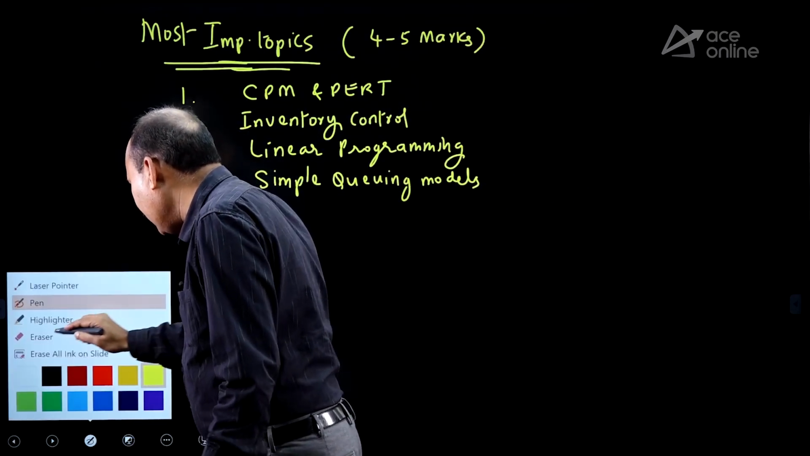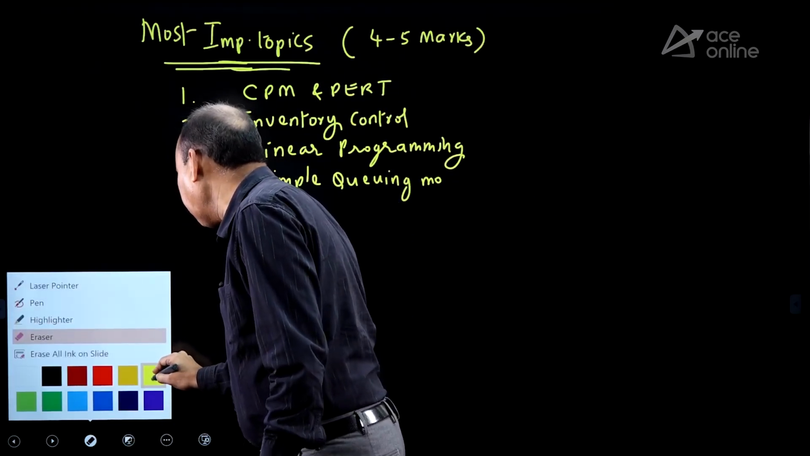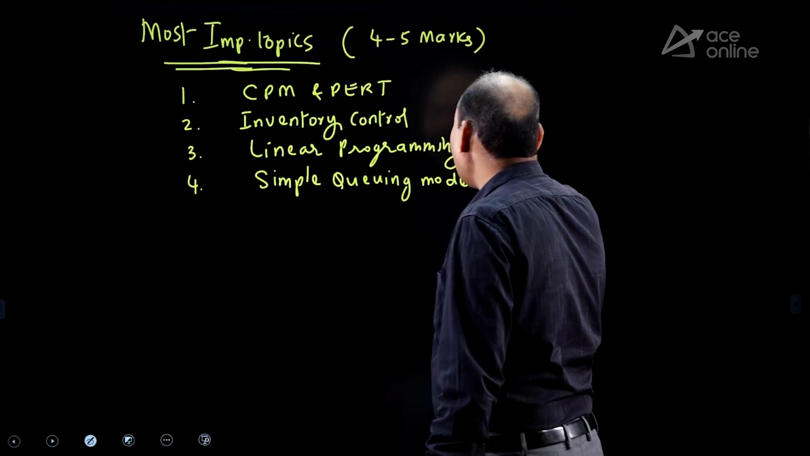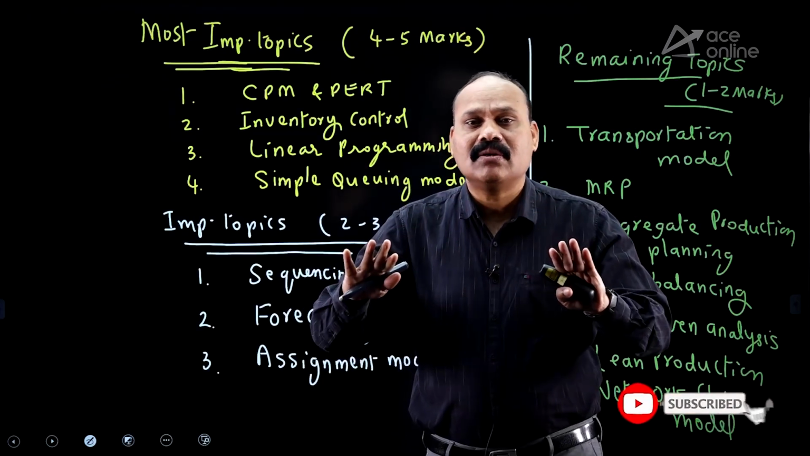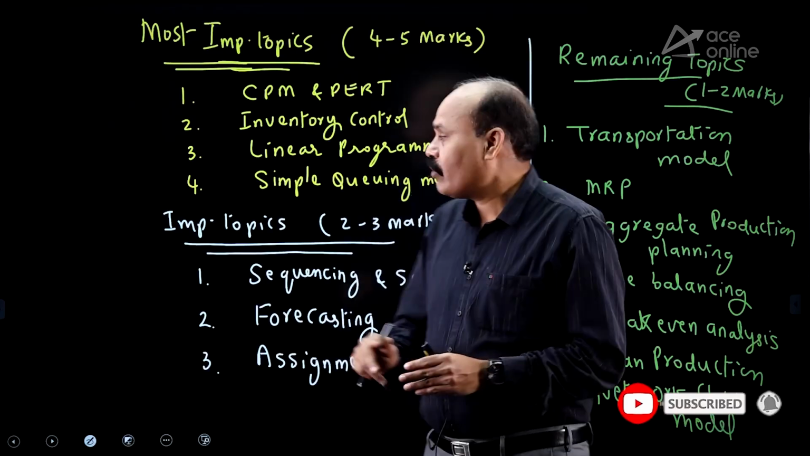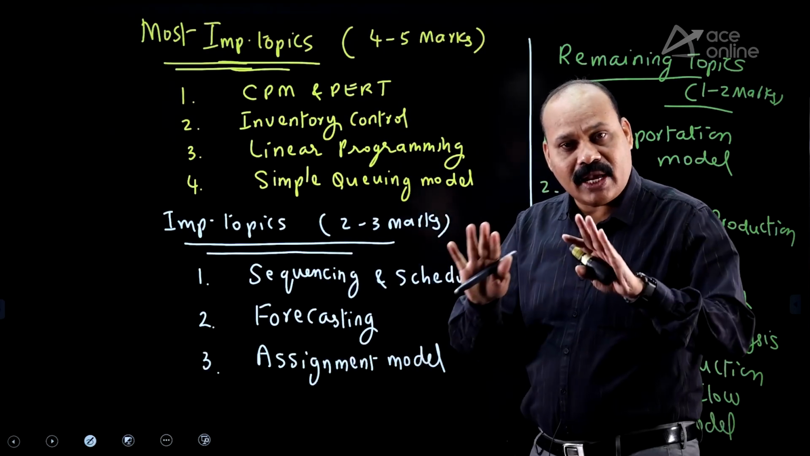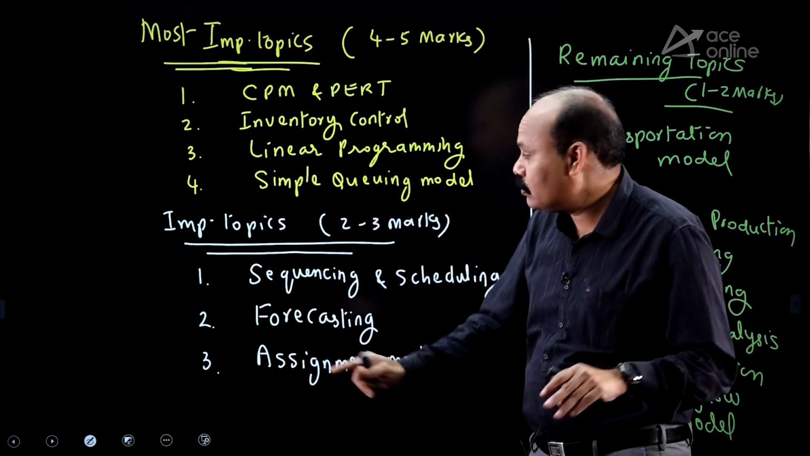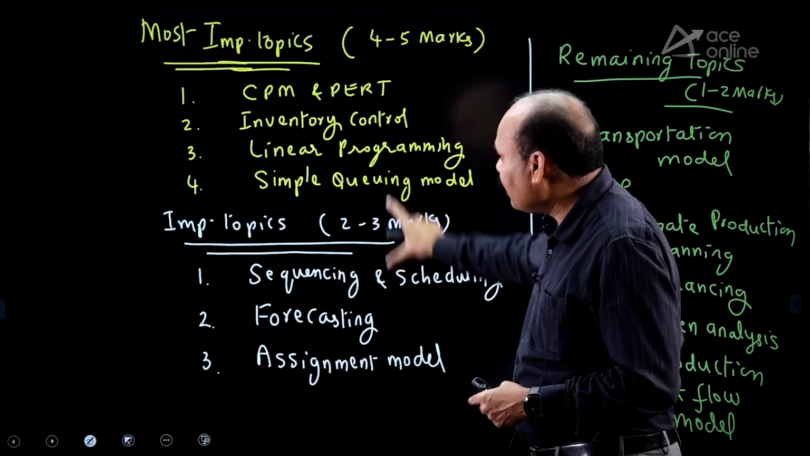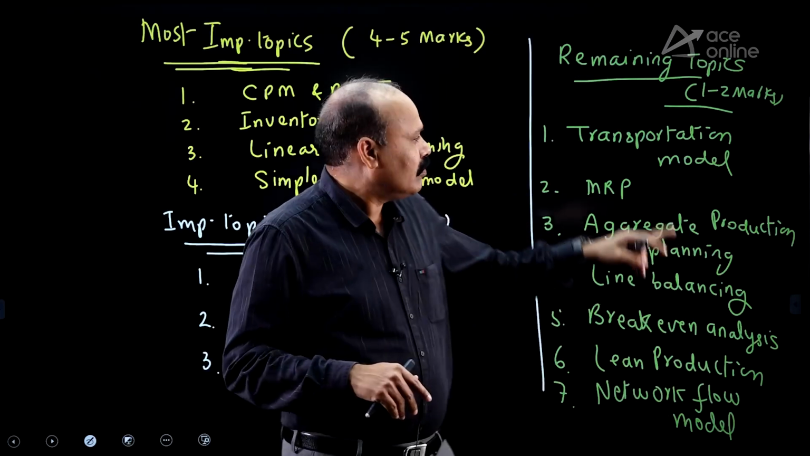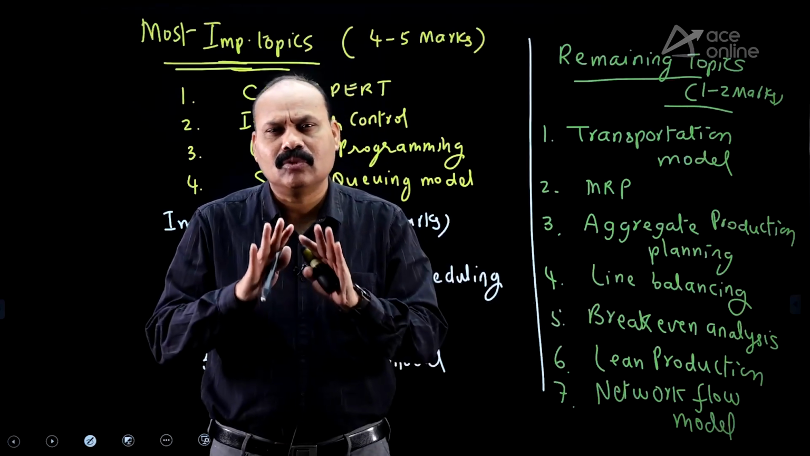If you complete these four headings, we expect 4 to 5 marks. So if time is not sufficient, at least complete these four headings. If time is okay, you can include these three headings also. If you are able to manage this side, well and good, otherwise no issues.